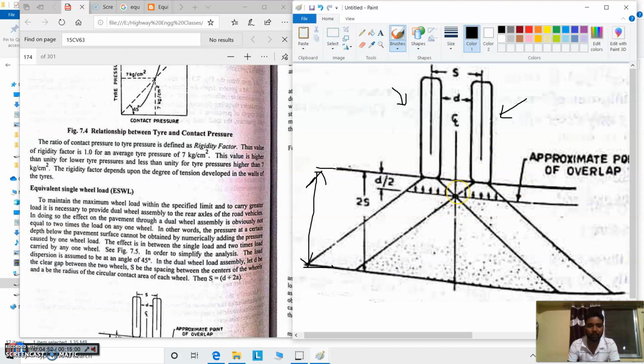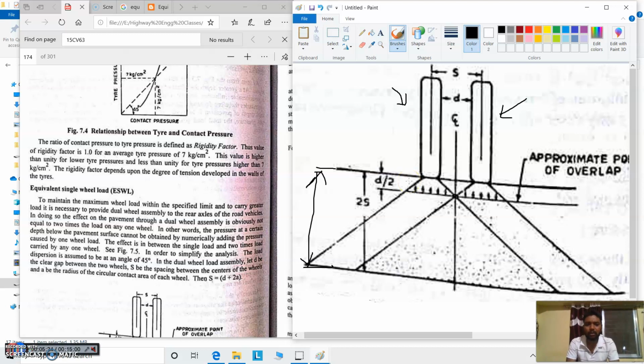Right here the effect is considered to be single load and 2 times the load carried by any one wheel load, right? So you can see in this image. In order to know this analysis, the load dispersion is assumed to be a single wheel load at 45 degrees to the horizontal, right?